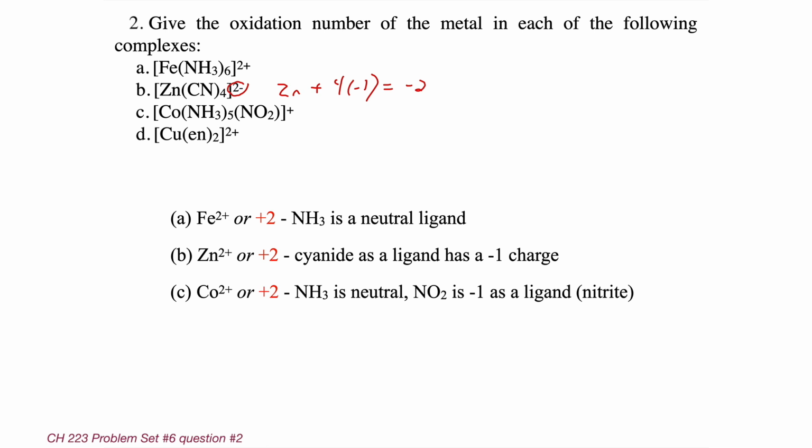And the last one has en, that's ethylenediamine. Ethylenediamine is a big neutral ligand. It takes up 2 places around the coordination sphere, which we talked about in lecture, and will talk about. But the important thing for us, it has no charge. It's a neutral ligand. So that positive 2 means that copper here is a positive 2 ion as well.